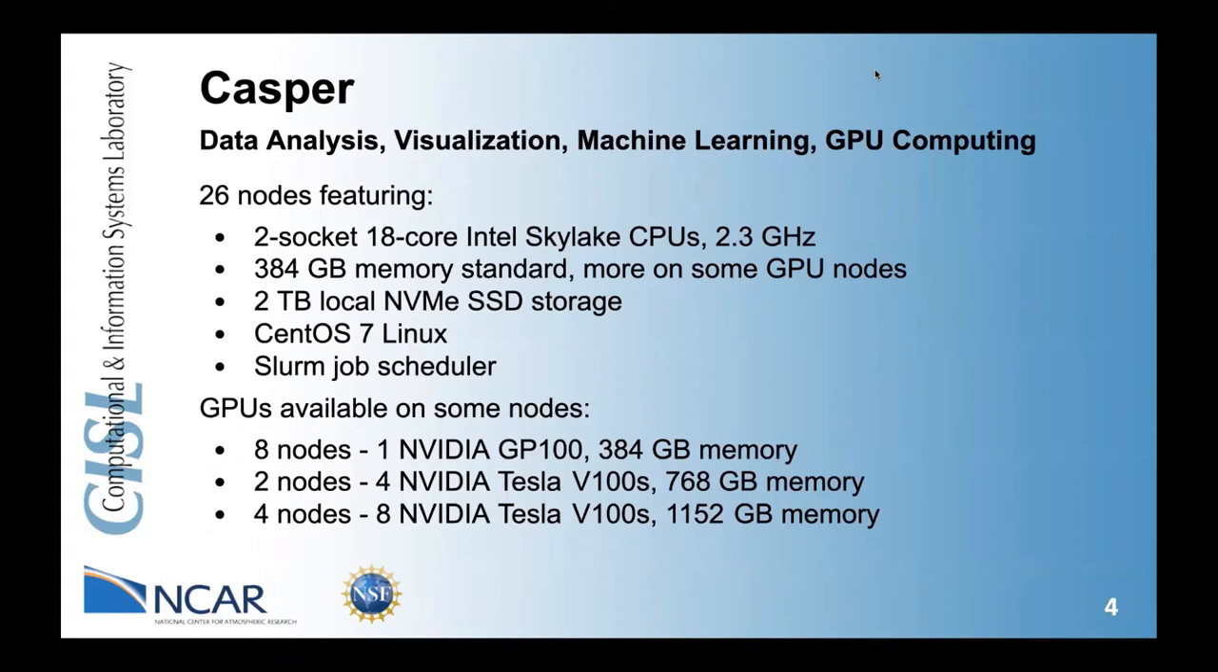There's kind of a mix. There are basically 8 nodes that have a single GPU and 384 gigabytes of memory. That GPU isn't a particularly fast or fancy GPU computing node, so these 8 nodes are more for visualization and things like that. You can do some GPU computing on them for sure, but they're not beefy. There are 2 nodes that have some pretty fast GPUs, Tesla V100s. Two nodes have 4 Tesla V100s, and those nodes also have 768 gigabytes of memory. And 4 of the Casper nodes have 8 of the same style card, 8 Teslas, and a little over 1 terabyte of memory. Those are the nodes you would target if you're doing heavy GPU computing tasks.